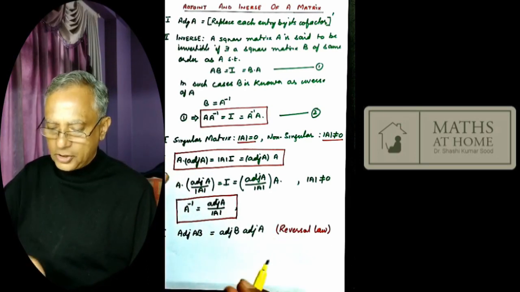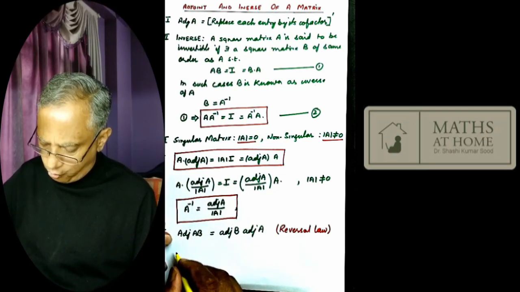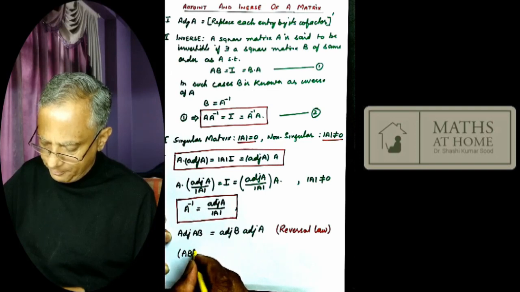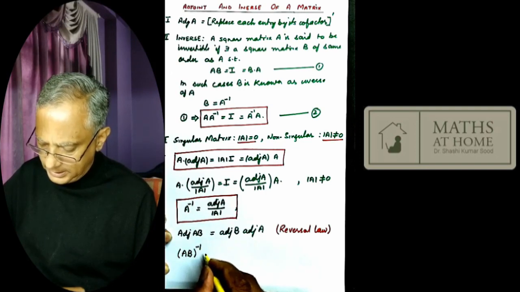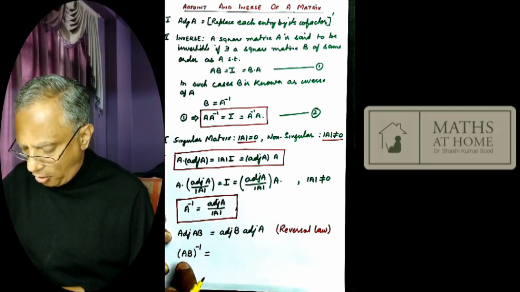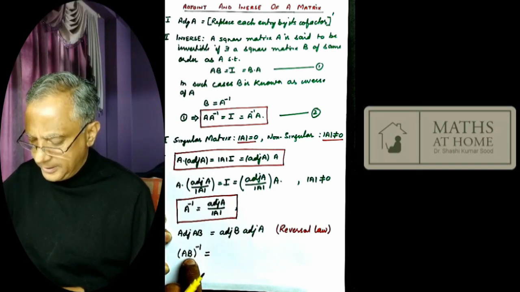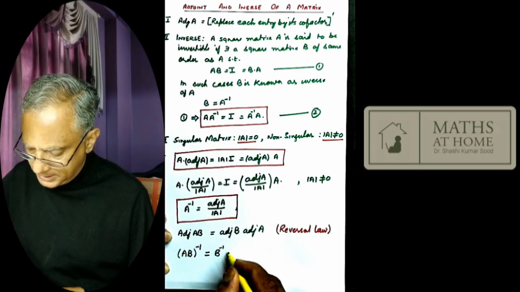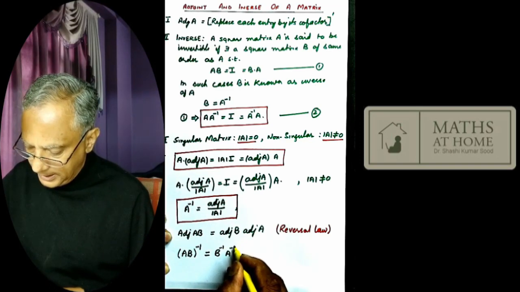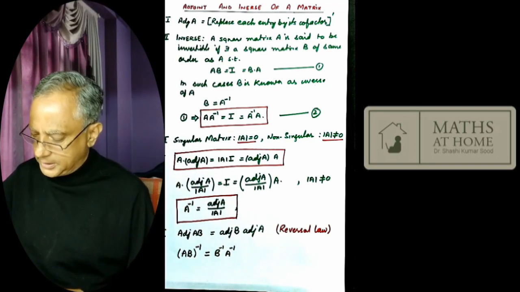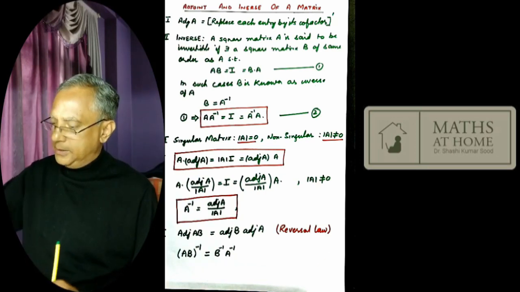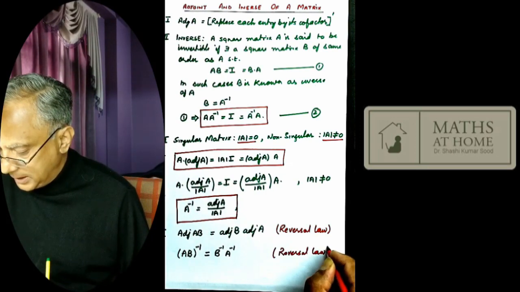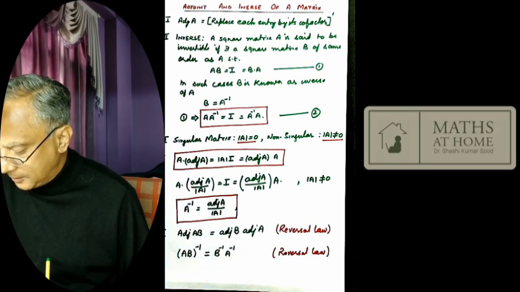And this reversal law is again true for the matrix inverse. AB inverse is not equal to A inverse into B inverse. It is equal to B inverse into A inverse. This is also known as the reversal law.